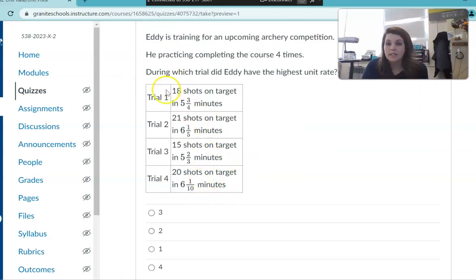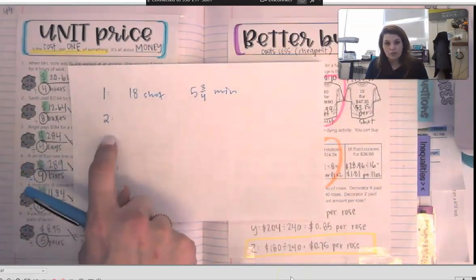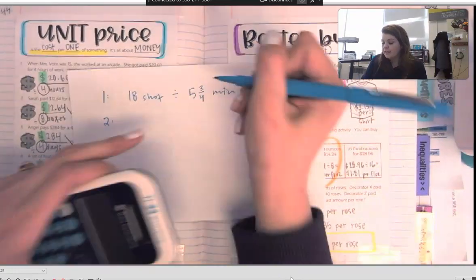So this one is slightly harder because you have mixed numbers, but if you've done the decimal review, hopefully you remember how to enter this into your calculator. So for trial 1, I'll switch over to my scratch paper in just a second. For trial 1, remember, we're going to go in the order that they gave it to us. So this is 18 shots and then 5 3/4 minutes. So if I switch to my paper that I'm keeping track of, this is trial 1, 2, 3, 4. Once again, I divide.